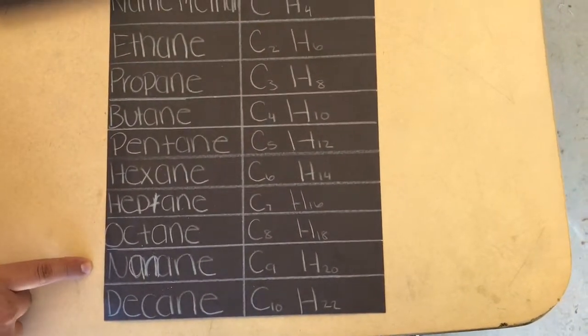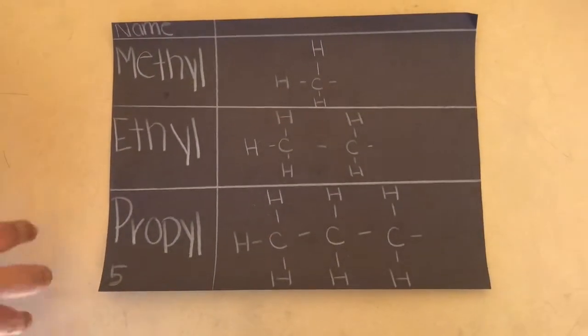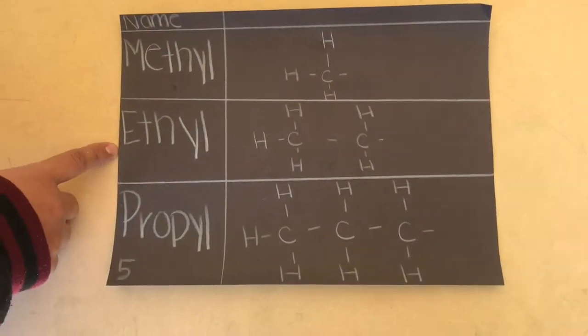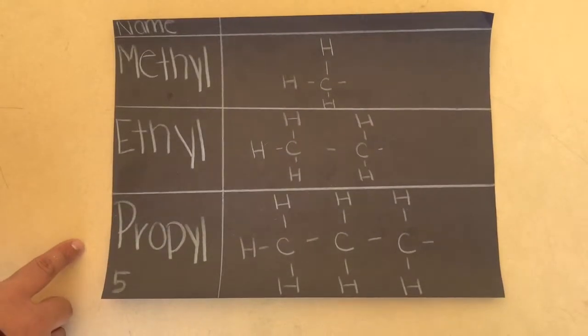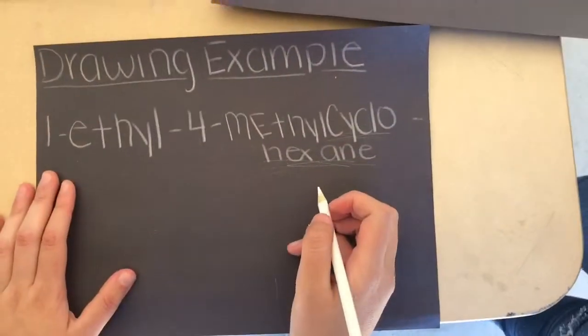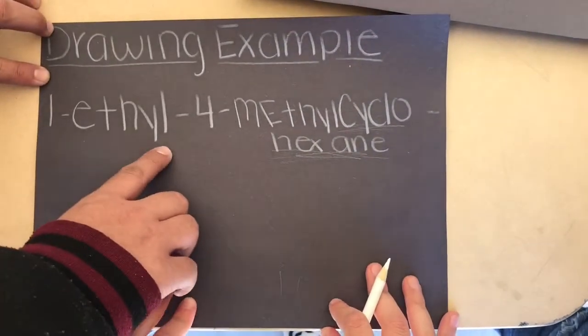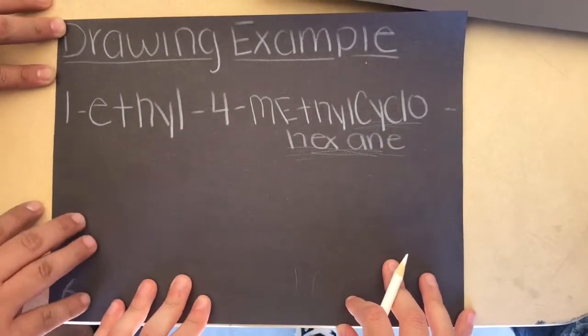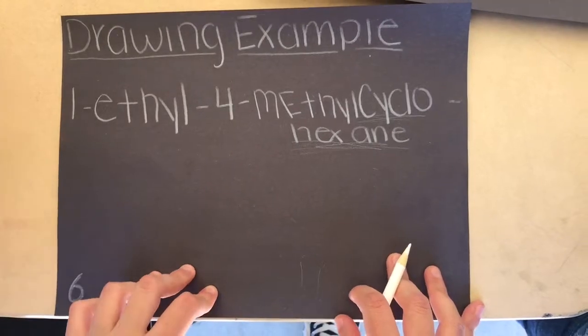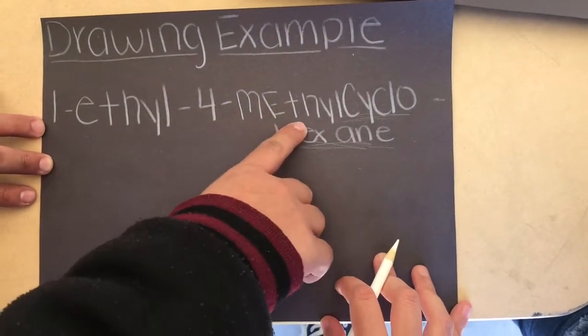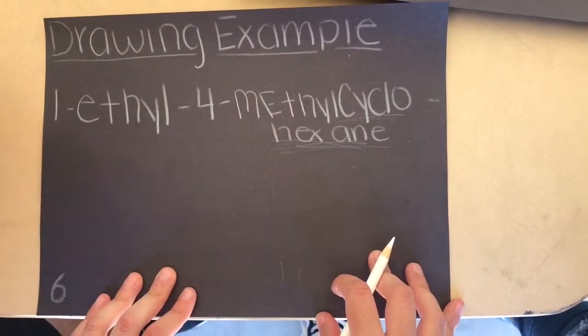Octane. Nonane. And decane. There are 3 different kinds of branches. There's a methyl branch, which is just 1 carbon. There's the ethyl branch, which is 2 carbons, and there's a propyl branch, which is 3 carbons. For example, we have a drawing example, with 1 ethyl, and that 1 ethyl is just a branch of an ethyl with 2 carbons going out, and 4 methyl, which is a branch of 1 carbon going out from the 4.